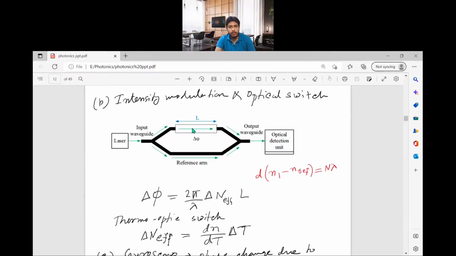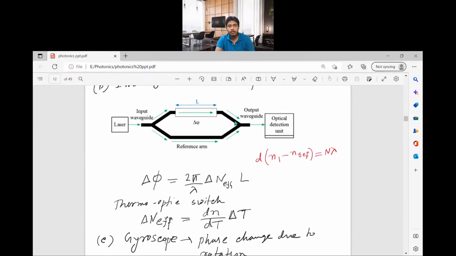And the phase difference between these two branches will be related to 2 pi by lambda into del n effective into L. So L is the length, and this is the refractive index difference between the reference arm and the measured arm. So from that you can measure the angle, and if the angle is 0 degree, you will get constructive interference, or if the angle is pi, you will get destructive interference, that is 0. So it can be used as an optical switch. So if the phase difference is 0 degree, you will get the optical output, and if this difference is pi, you don't get any optical output. So it can act as a switch. I will get output one time, and the next time it will not give the output. So it can act as a switch.